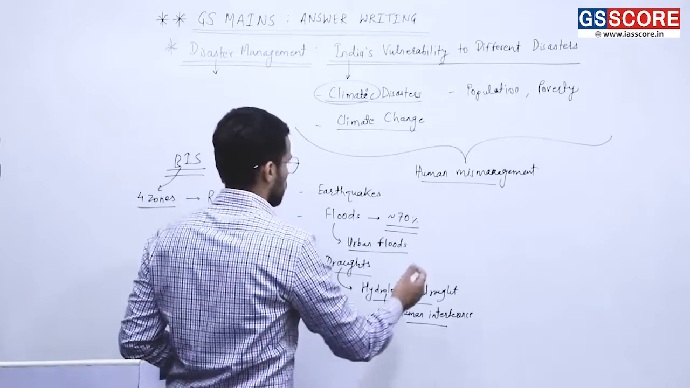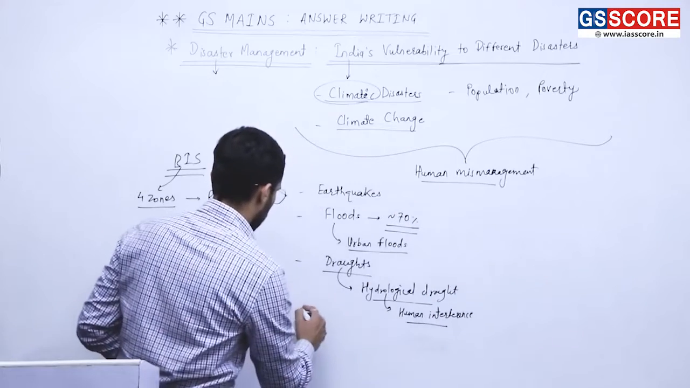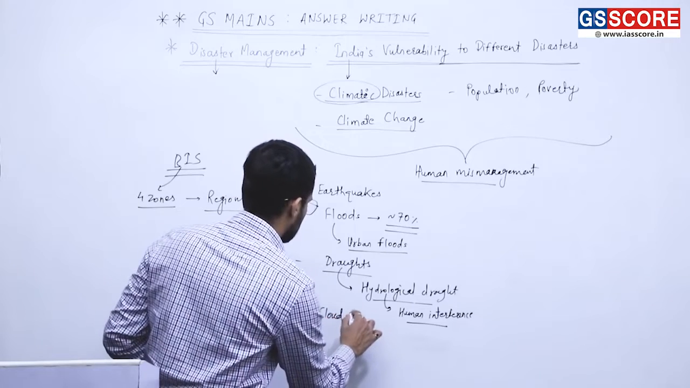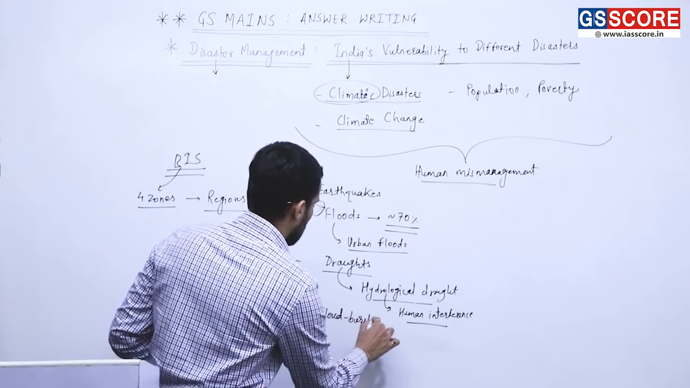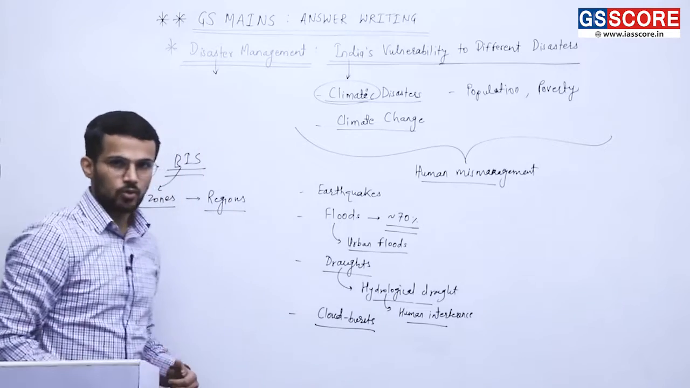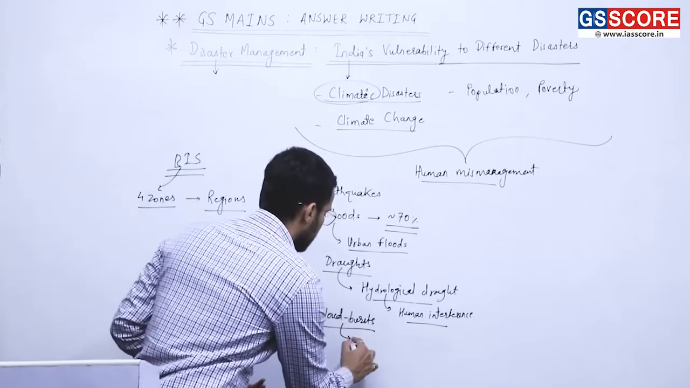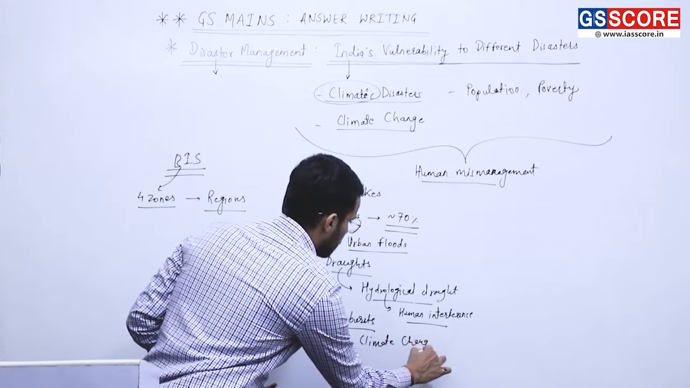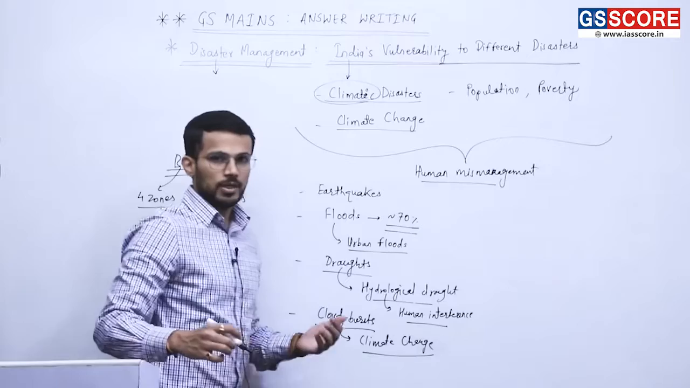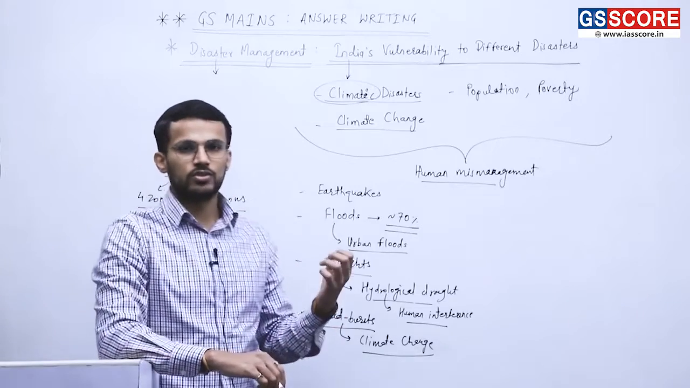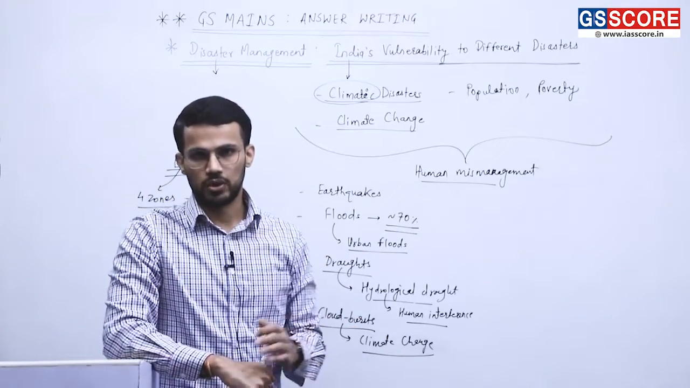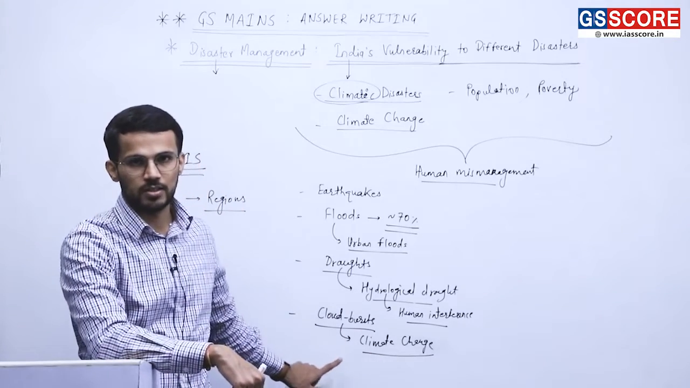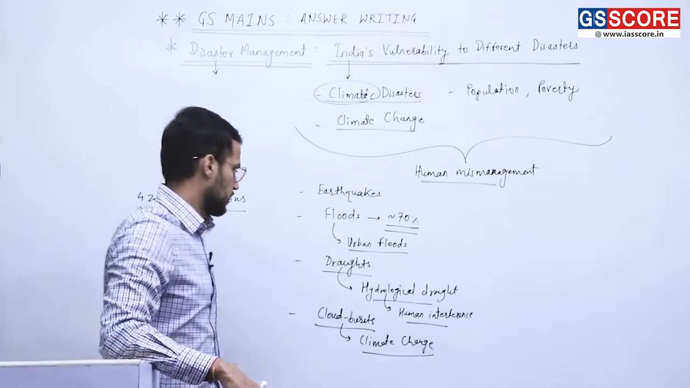Then apart from droughts, we also have disasters like cloudbursts, right? And cloudburst can directly be attributed to climate change, and primarily the mountainous region of India is vulnerable to cloudburst, right? And UPSC has asked a question on cloudburst already. In 22's mains examination, there was a question on cloudburst, fine.